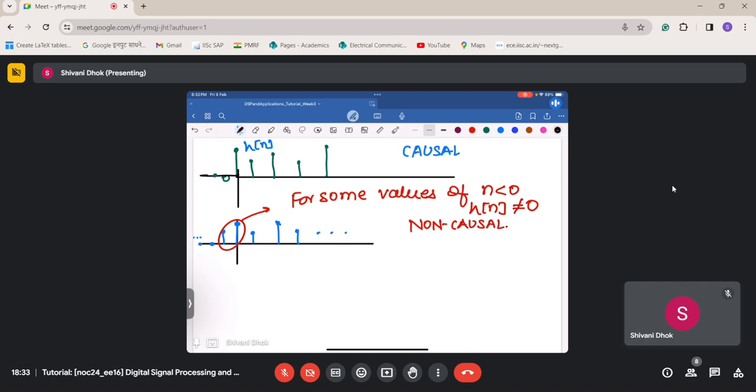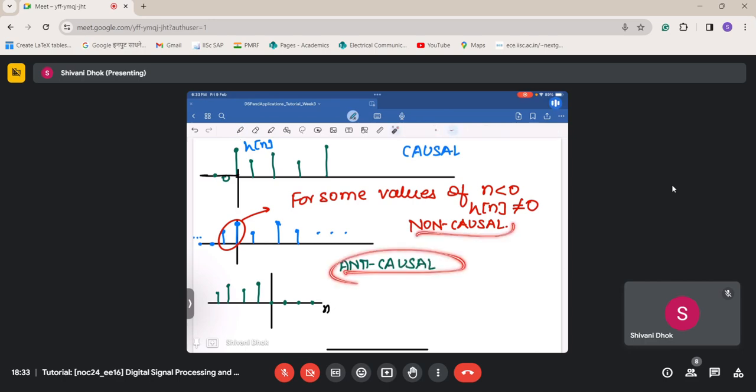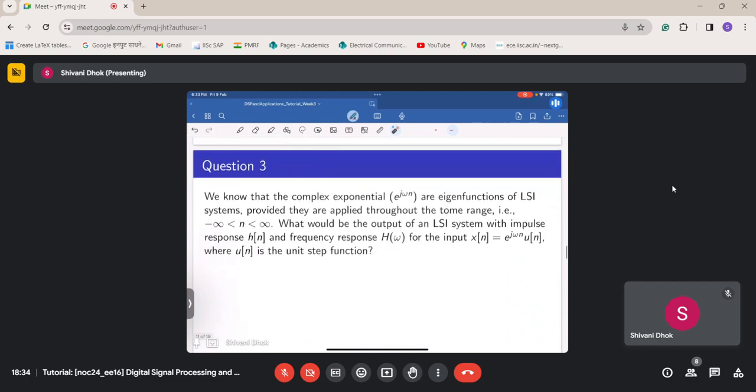And for anti-causal, what we have is this is n. So for all values of n greater than 0, it will be 0 like this, and here it will be non-zero. So such systems are anti-causal. One note that you can make is every anti-causal system is non-causal, but the opposite is not true. Is it clear now? Yes, ma'am. Okay. Any other questions?